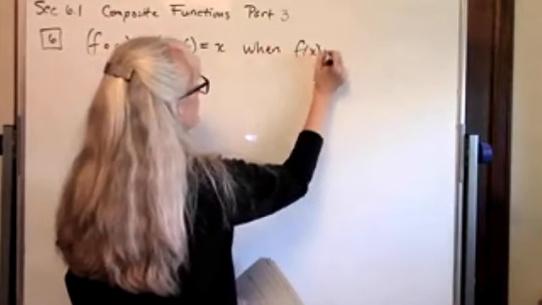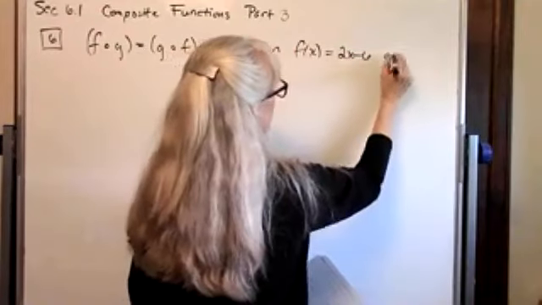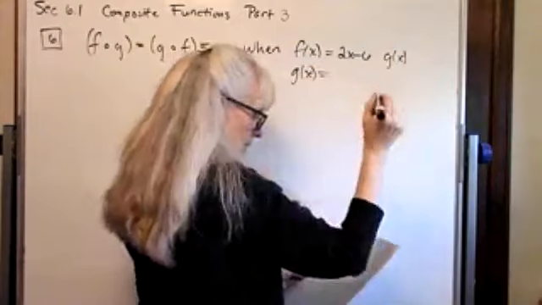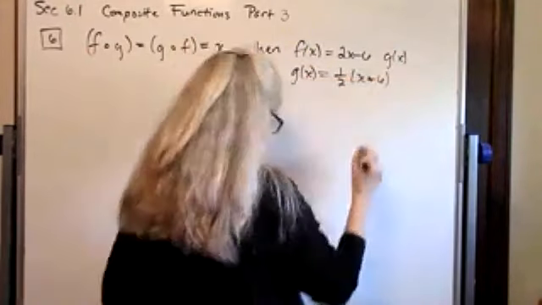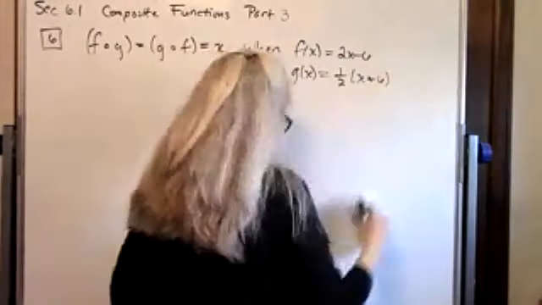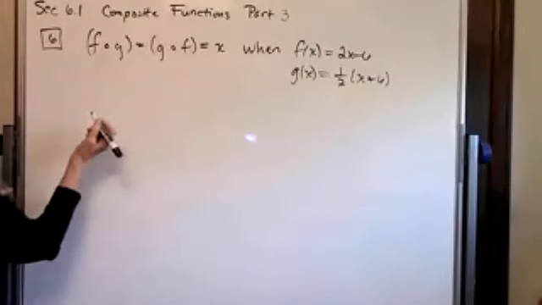F of X is equal to 2X minus 6. And G of X is equal to 1/2 times the quantity X plus 6. And this is actually leading into the next section, the specific problem. So it's kind of why we need to make sure we do it. So let's go find them one at a time and see what happens.